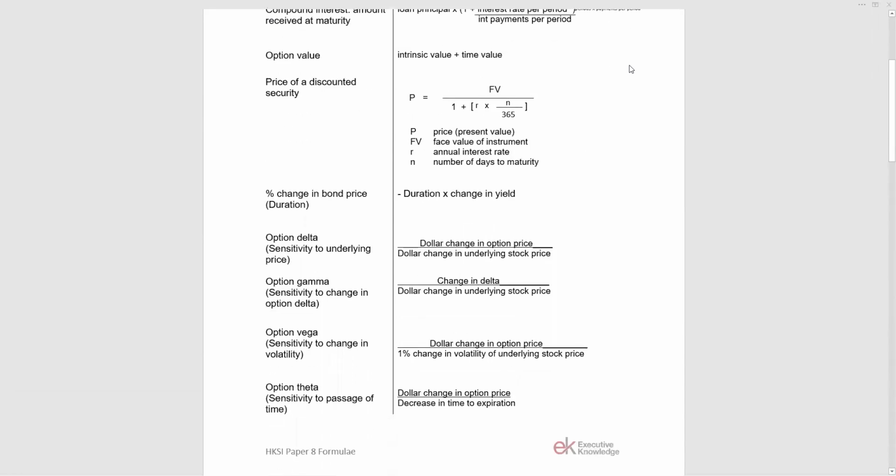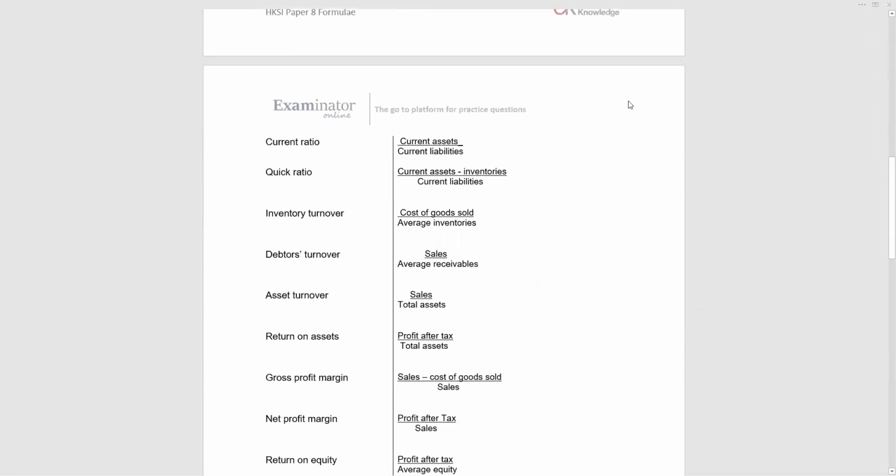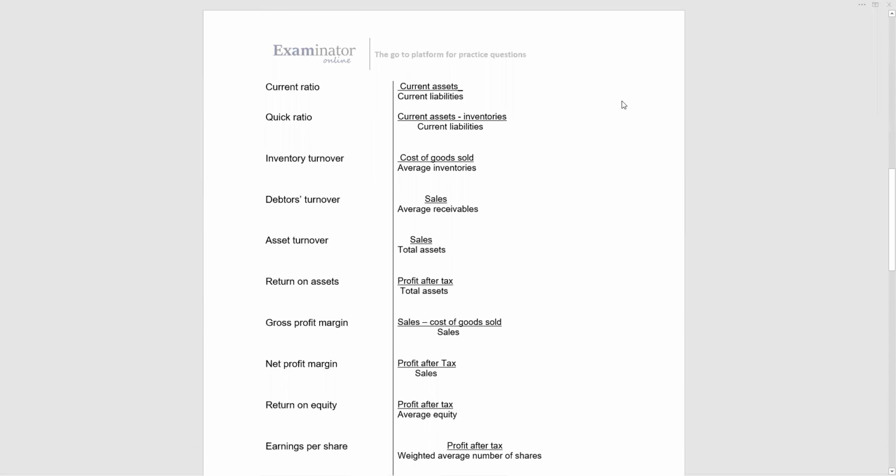Then the remainder on the first page, and that is the option gamma, option vega, option theta. I would say that the concepts of these measures may come up in the exam, but I would say it's highly unlikely that you'd have to actually do those calculations. Moving along, and now we're moving on to topic 6 material.